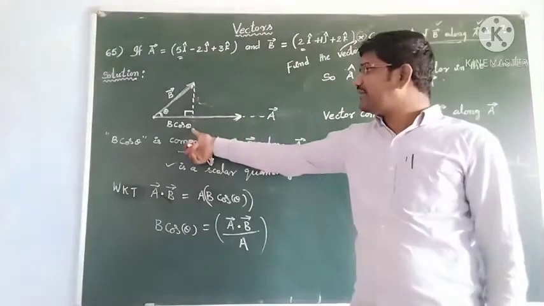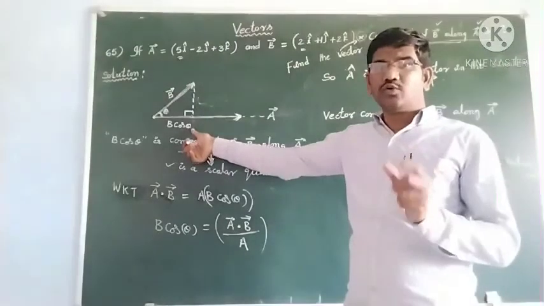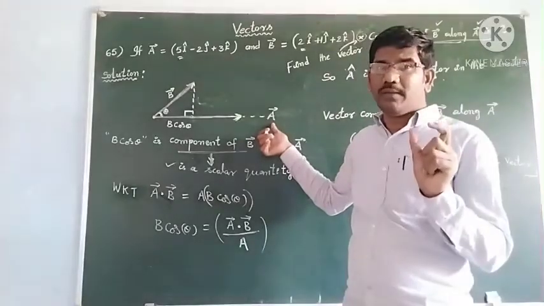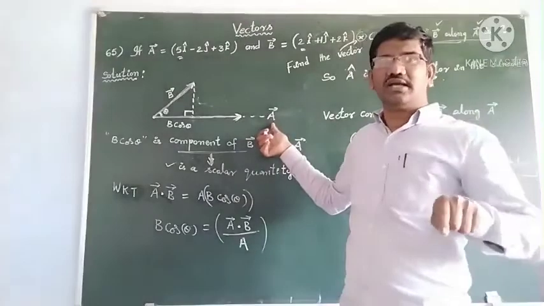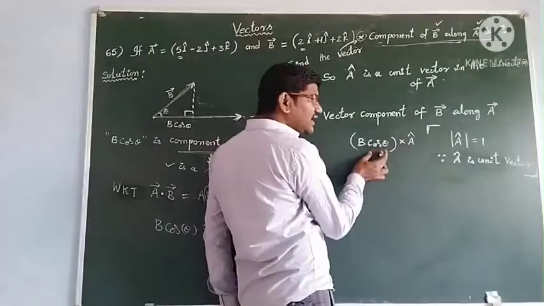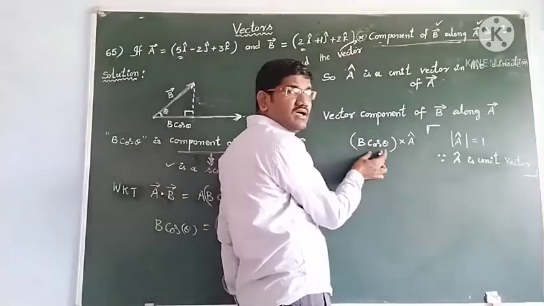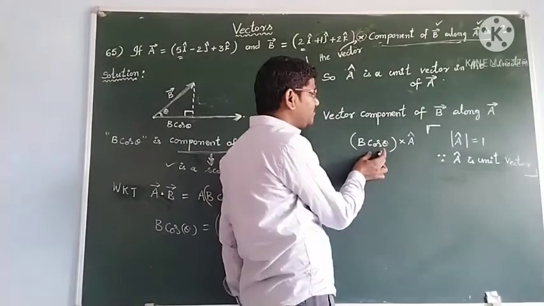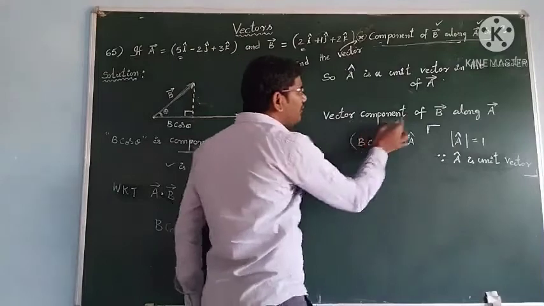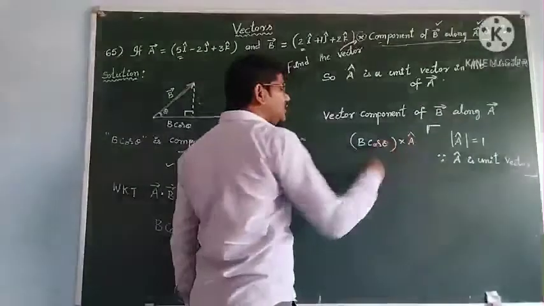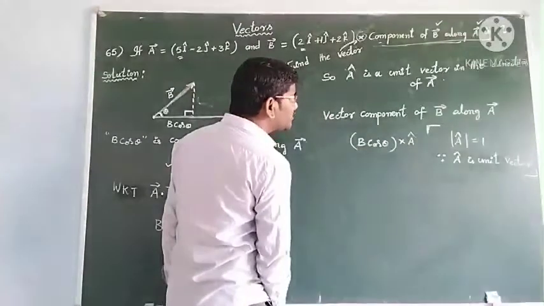To make it a vector quantity, it is in whose direction? It is in the direction of A bar. So it should be multiplied by a unit vector in that direction. While multiplying B cos theta with A cap, nothing will happen to the B cos theta, but it will just get a specified direction. So the vector component of B bar along A bar means B cos theta into A cap. Okay students.